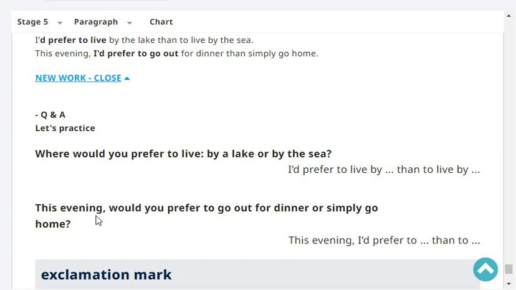Very good. This evening, would you prefer to go out for dinner or simply go home? I'd prefer to go out for dinner than to simply go home.